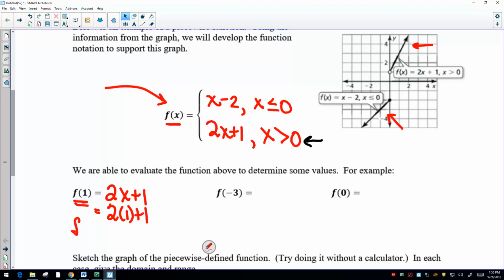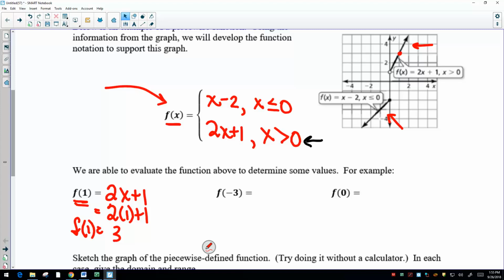So I can see, all right, the piecewise function at 1 defined would give me a value of 3. And I can read that on the graph as well. If I go over 1 unit, I can go up 3 units, and I could see there's that function, that's where it's defined.